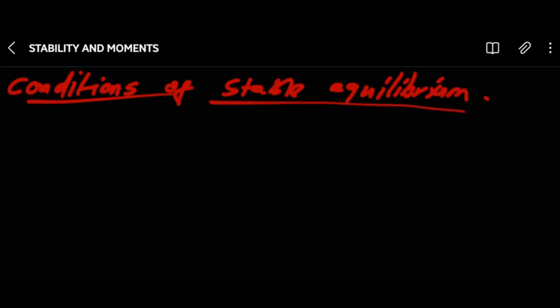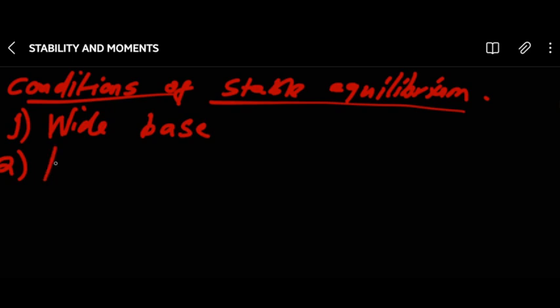Okay, so now that aside, let's look at the conditions of stable equilibrium. There are two conditions which guarantee an object to be in a state of stable equilibrium. One is that an object should have a wide base. Then the other condition is that the same object should have a low center of gravity.